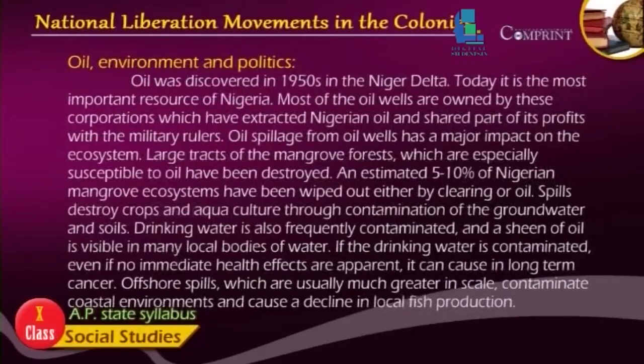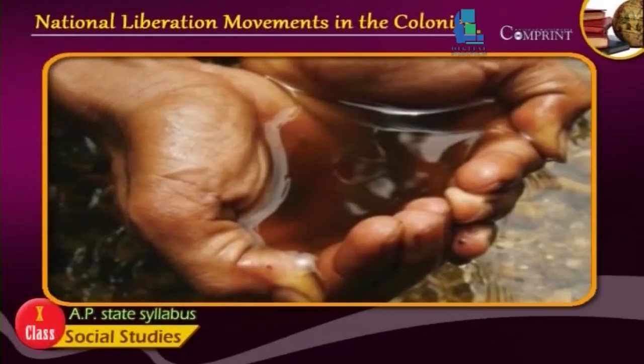Oil, environment and politics. Oil was discovered in the 1950s in the Niger Delta. Today, it is the most important resource of Nigeria. Most of the oil wells are owned by these corporations which have extracted Nigerian oil and shared part of its profits with the military rulers.